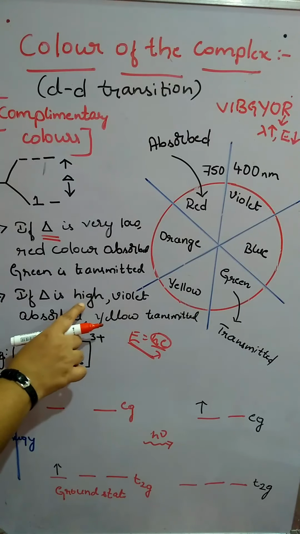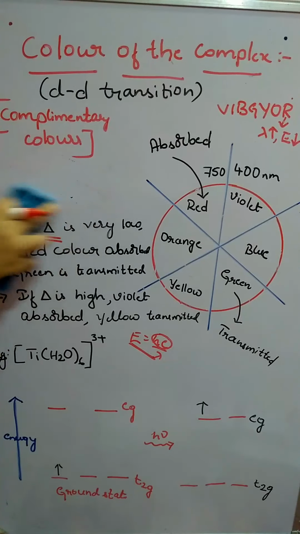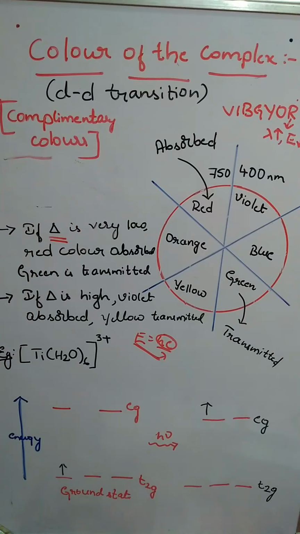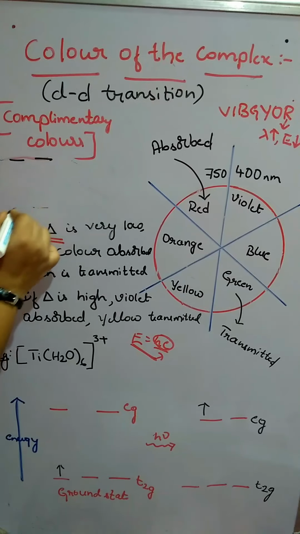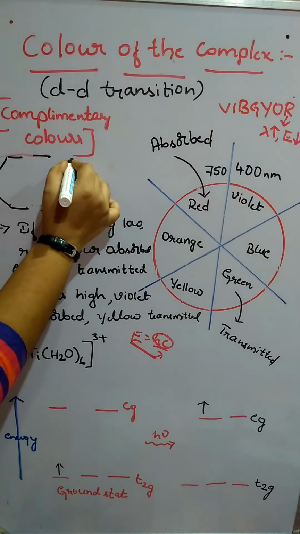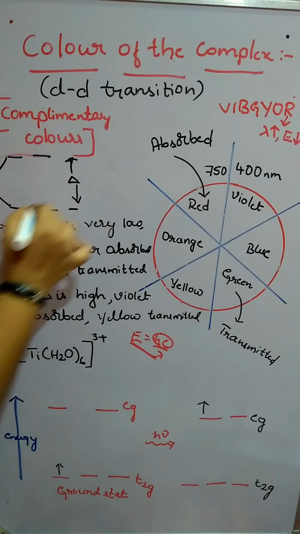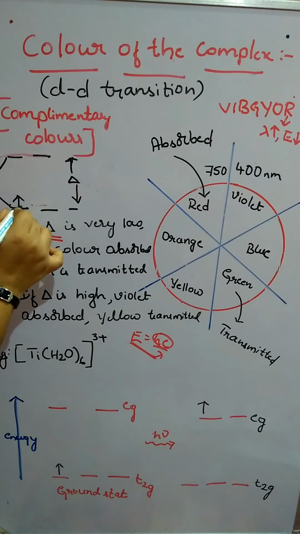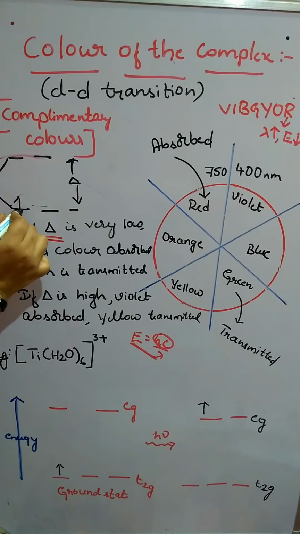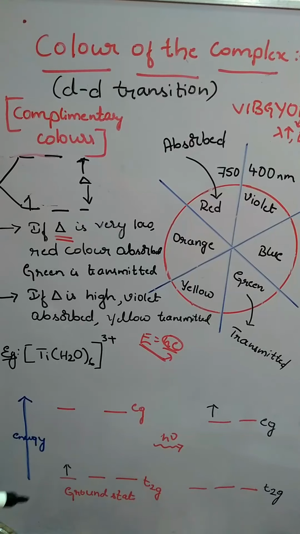Likewise, if delta is high, that is nothing but the spacing between the higher energy and lower energy orbitals is very large. Between them, a very big spacing is there. So this is what delta is. To move from the ground level to the higher level, it requires higher energy.